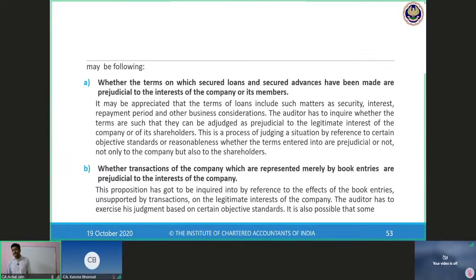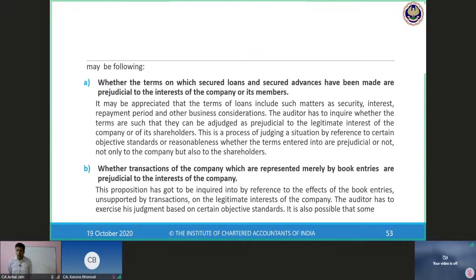So let's understand whether the terms on which secured loans and secured advances have been made are prejudicial to the interests of the company or its members. Now this is something which we cover in case of this section at the time of audit. Now what does it require? That the terms of loan include such matters as security, interest, repayment period and other business considerations.